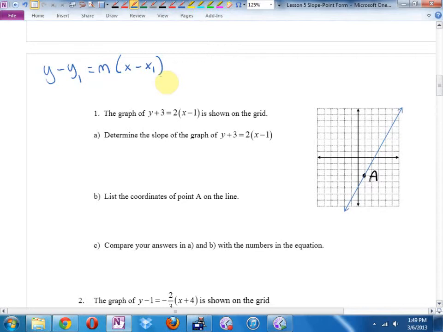Number 1 says, the graph of y plus 3 equals 2 bracket x minus 1 is shown on the grid. Determine the slope of the graph. Okay, let's go rise over run for the graph. If I go rise over run, I have a point A right there, and how about right there as another point?